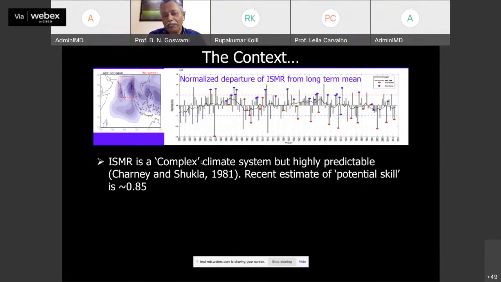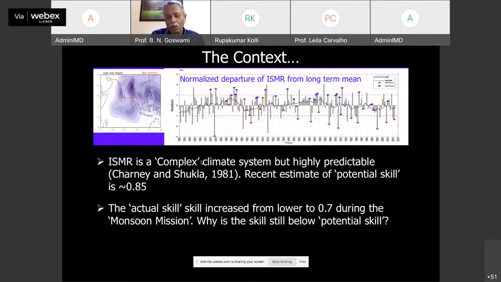It is also known from predictability studies that Chang and Shukla worked on, it is considered to be a highly predictable system. Its potential predictability, potential skill, has been estimated to be about 0.85. Unfortunately, however, the actual skill of all prediction systems today is less than 0.7, and that is what we have been able to achieve after the Monsoon Mission, but it has always remained below potential skill.